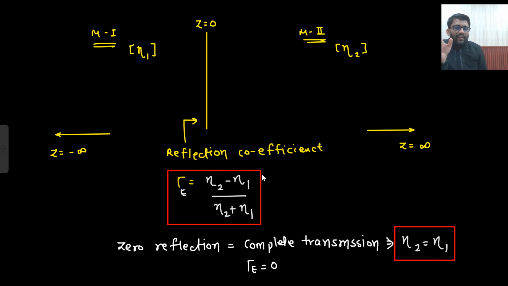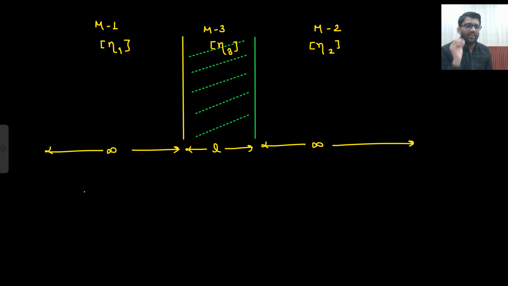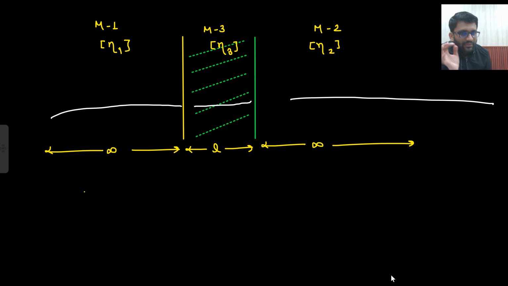Now in this one, finding the reflection coefficient was very easy. You started from here, neta 1, neta 1, neta 1, and then you went to this medium, neta 2, neta 2, neta 2. Complete was neta 2 here. Here complete was neta 1. But now what is happening? We have introduced another medium in between. So here neta 1, neta 1, neta 1. Then for a very small length, neta 3 is there, and then complete neta 2 is there.